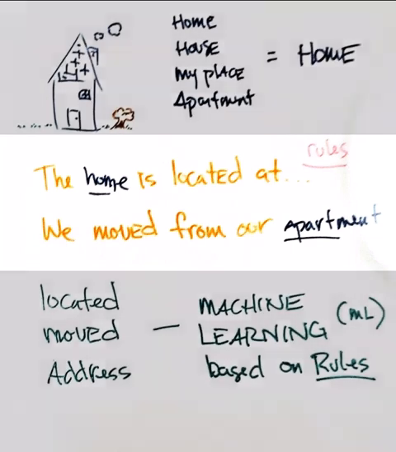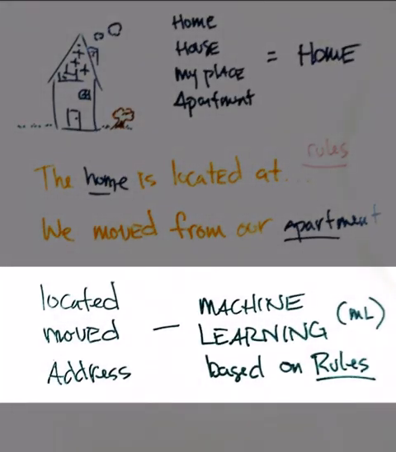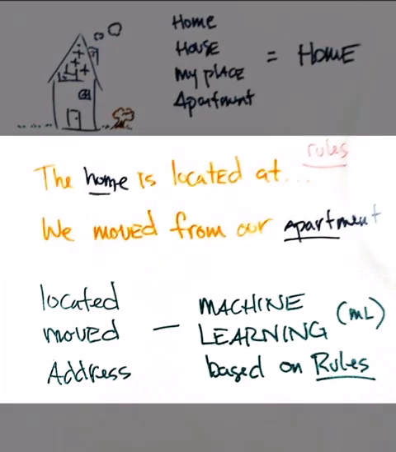Now we talk about machine learning. So what does machine learning do? Well, it's really an extension of your rule set. It says, I can see that there is a keyword located, for example, or moved or address in my text. What does that mean? Inside of a machine learning algorithm, it may say, well, if you see the word located, do you see any geographic definitions, for example, a street address?